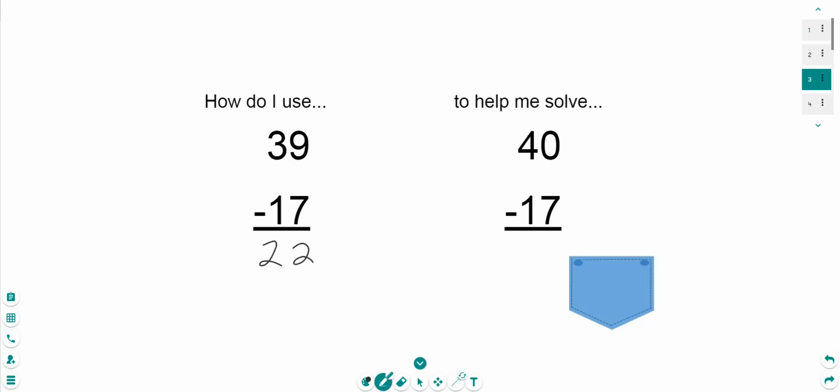How much more? Well, 39 is one less than 40. 40 is one more than 39. So to me, that means my answer is going to be one more than what I started with. So my answer to 40 subtract 17 will be 23. But of course, I'll go back and check that to make sure I did that right. 23 plus 17 is 40.